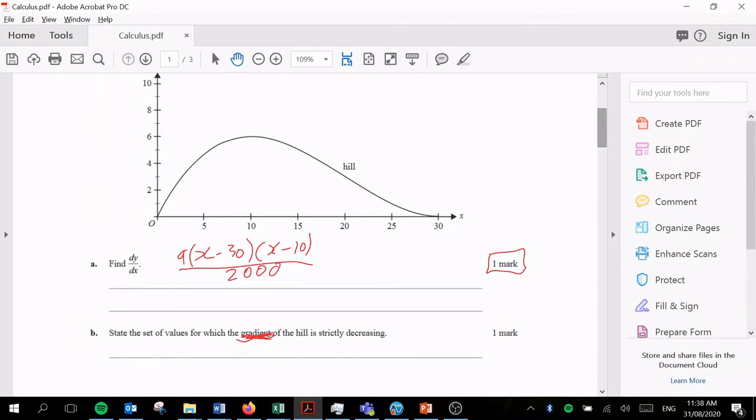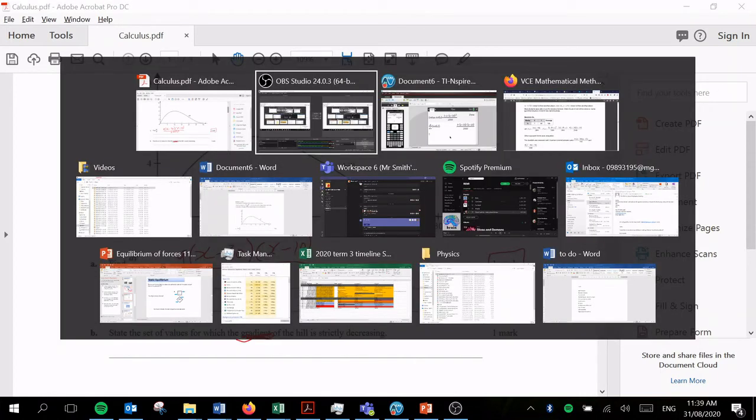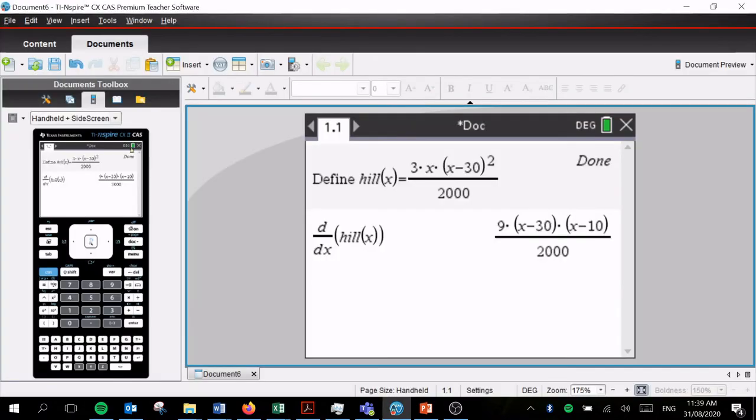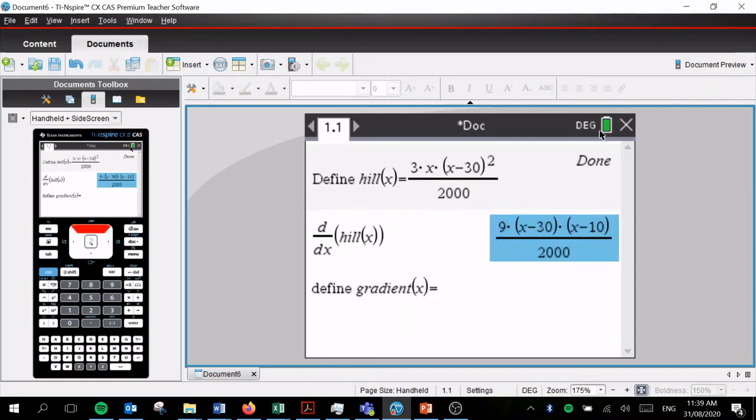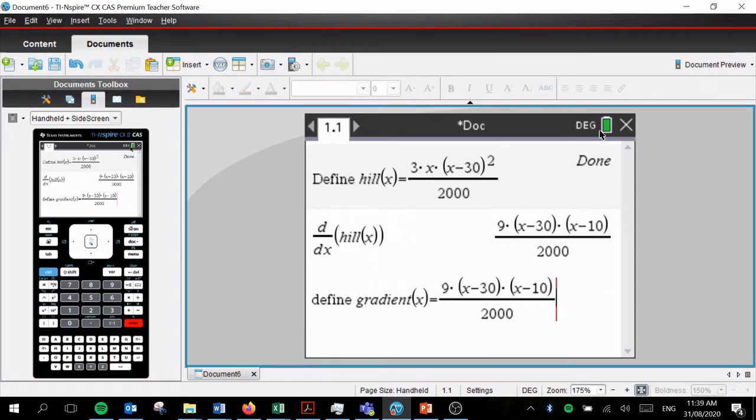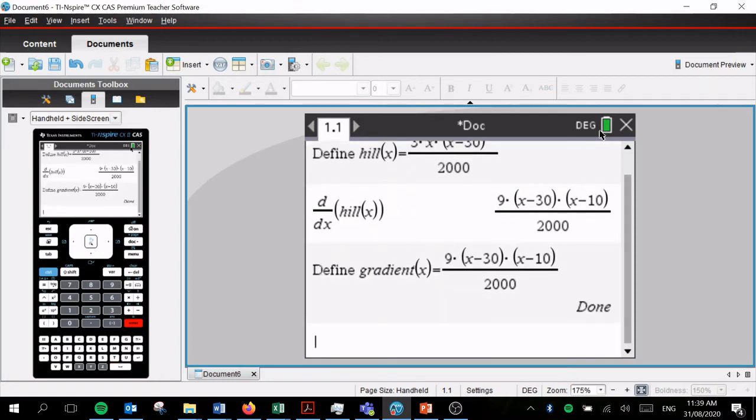And so there's a couple of ways that we can do this to figure out where the gradient is strictly decreasing. We could take the gradient function and take the derivative of that and then look at where that is negative. I'm going to make my life a little bit simpler. So I'm going to go back to my functions, and I'm going to say define gradient of x is equal to, and I'm just going to define my gradient function here, and that's done for me.